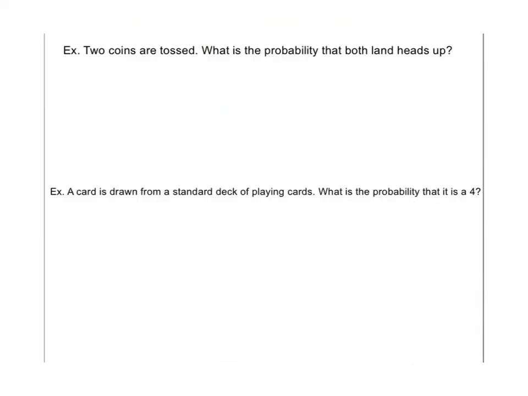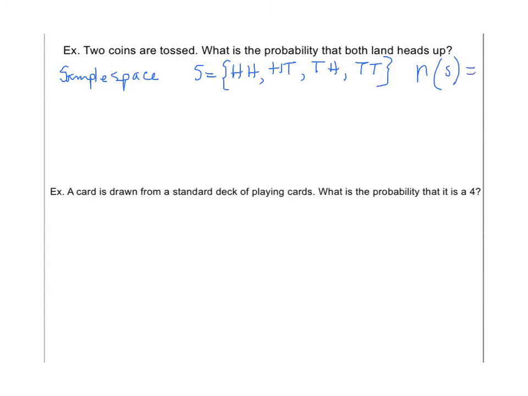Okay, so two coins are tossed. What is the probability that both will land heads up? So the first thing you do on any one of these is you determine its sample space. So I have 2 coins, and the possibilities for the sample space are that they would be 2 heads. They might be heads, tails. They might be tails, heads, or they might be tails, tails. And so the number in the sample space would be 4.